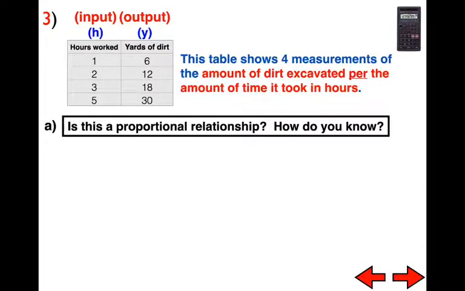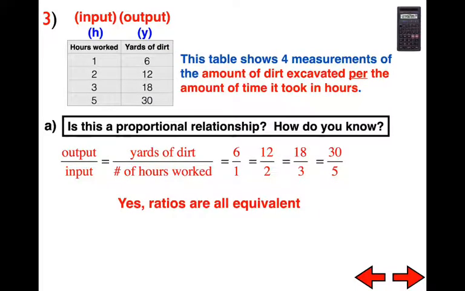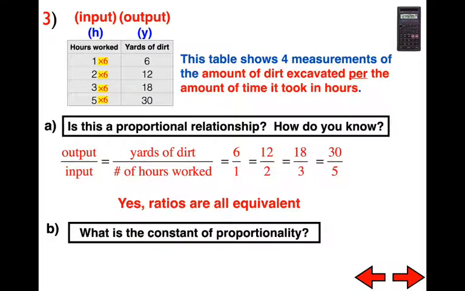How do you know? Well, you could think about it in terms of the constant multiplier if you want to. You could also do the output divided by the input, which is what I'm going to do. The yards of dirt divided by the number of hours worked. When we simplify all of those ratios from the table, they all are equivalent to each other. So that means it has to be proportional. In fact, they all simplify to 6. And then another way of looking at that is that the constant multiplier is 6. So yes, it has to be a proportional relationship.